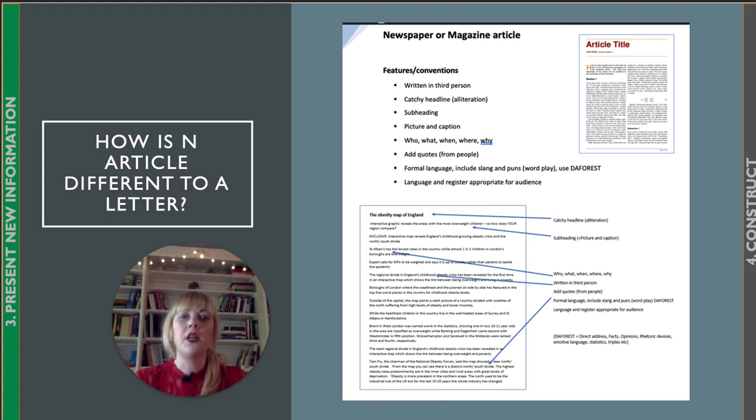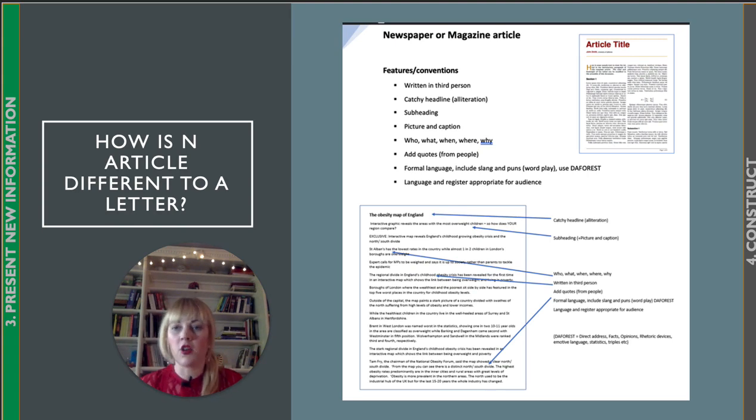When you are creating a newspaper or magazine article, the most basic difference is going to be that the format that you lay it out in will look very different. You can see over here we've got the examples of how an article would be laid out in contrast to what you've looked at for your previous lessons for a letter. You do not have to, when you write yours out, create columns like you can see up there.